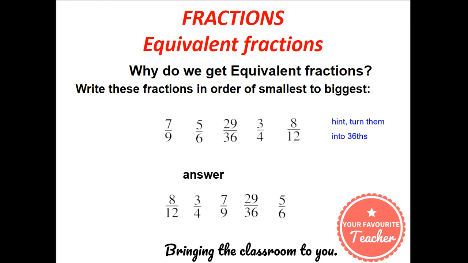And it means that 8/12 is the smallest of all of our fractions. Then 3/4, then 7/9, then 29/36, and then finally 5/6 is the biggest fraction of all of those.